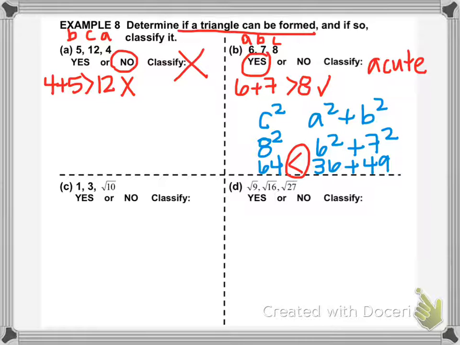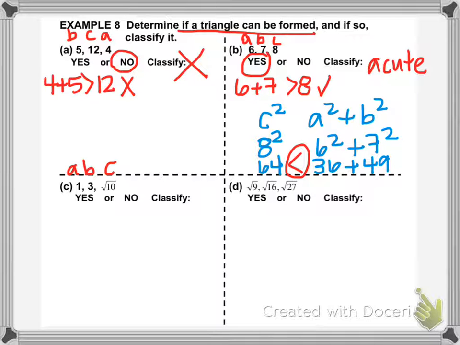C. Our possible side lengths are 1, 3, and square root of 10. First of all, you need to figure out which one's the longest so you know which side is C and which sides are then A and B. So square root of 10, you need to know that that's about 3 point something. If we had to think of it on a number line, it would be larger than 3, which means square root of 10 is going to be my side C, and then the 1 and 3 are my A and B. So first let's test to see if it is a triangle.